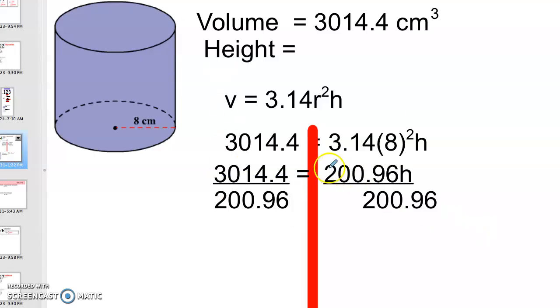Okay. This cancels, and I'm left with just my variable, which is exactly what I want. I'm going to pick up my calculator and do 3,014 and 4/10 divided by 200.96. And you get 15. So 15 equals h. And we're done. So the height is 15 centimeters.